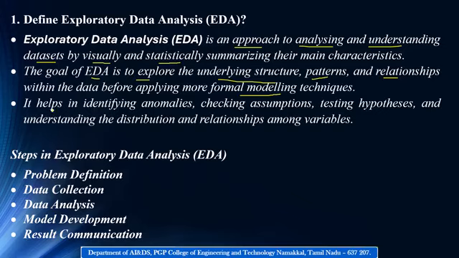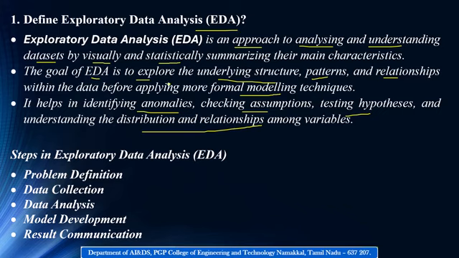EDA also helps in identifying the anomalies. Anomalies means something abnormal available in the data set. It also helps with the assumptions made in the data set, testing the hypothesis, and understanding the distribution of the variables and the relationship among the variables. All these things we can study about a data set by using EDA. So this is the proper definition for EDA.